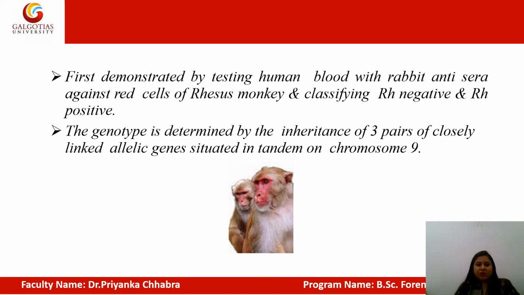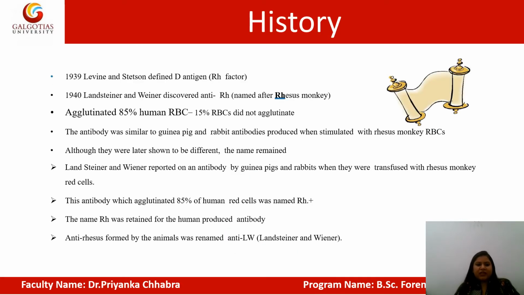The genotype responsible for the Rh factor is inherited by three pairs of closely linked allelic genes situated on chromosome number 9. History: as we discussed, in 1939 Levine and Stetson described the antibody, and in 1940 Landsteiner and Wiener discovered anti-Rh, named after the rhesus monkey. As we discussed, 85% of the population show agglutination, whereas 15% do not show any reaction. The human antibodies were similar to the rabbit antibodies produced when stimulated with rhesus monkey RBCs, although they were later shown to be different, and the name remained.